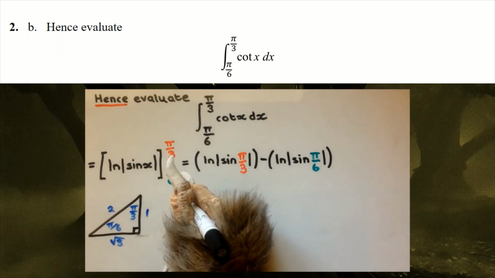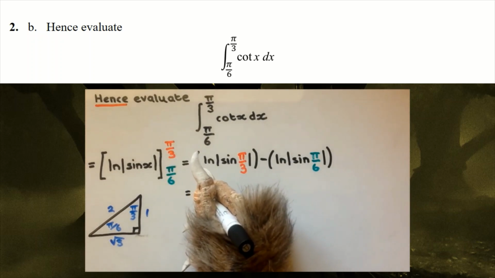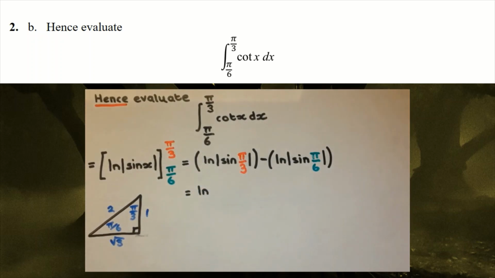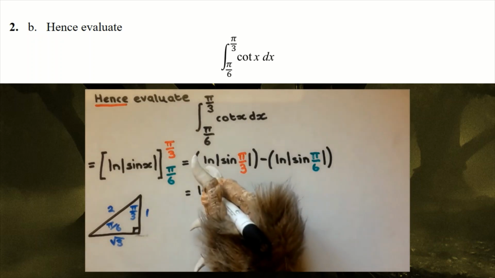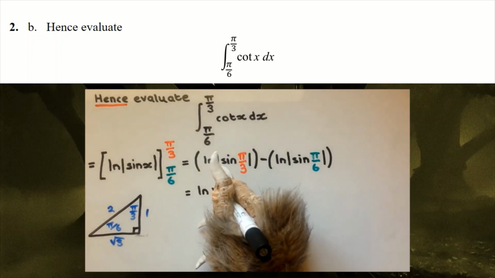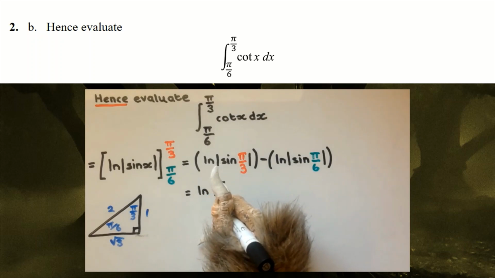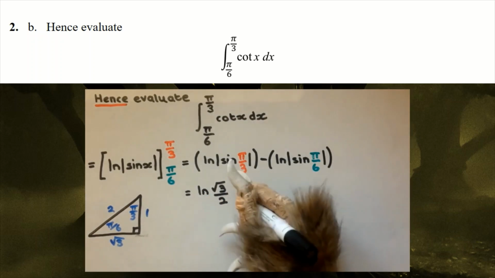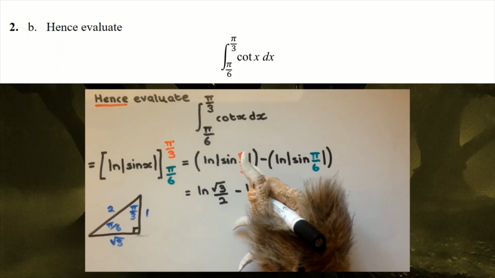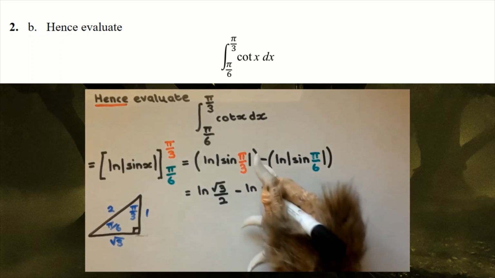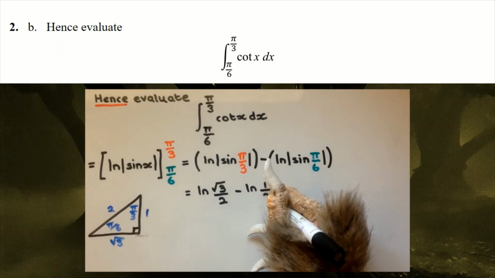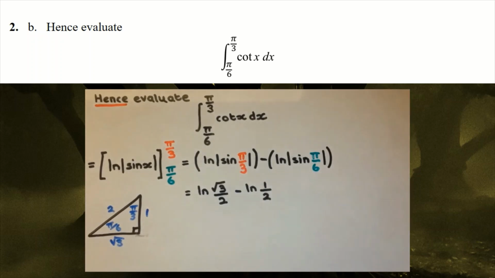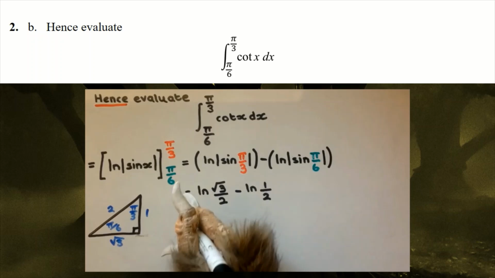So this is going to equal the natural log, and we just evaluated the sine of pi over 3, so that's going to be root 3 over 2, like so. Subtract the natural log of sine of pi over 6, which is simply 1/2. Okay, and there's many different directions we can go here. I'm going to use the subtraction law for logs, which is also the division law, however you want to interpret it. So I can write this as a single logarithm straight away.